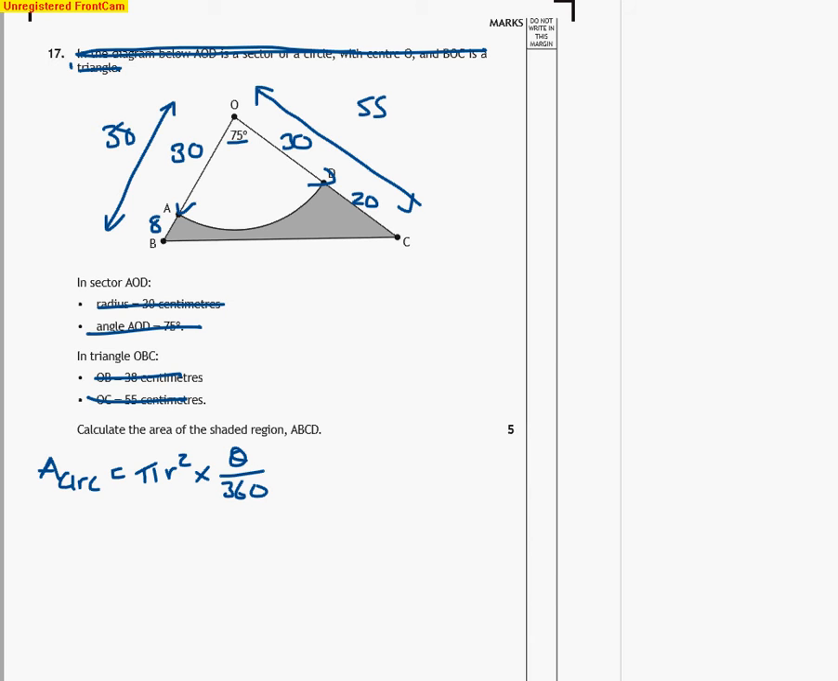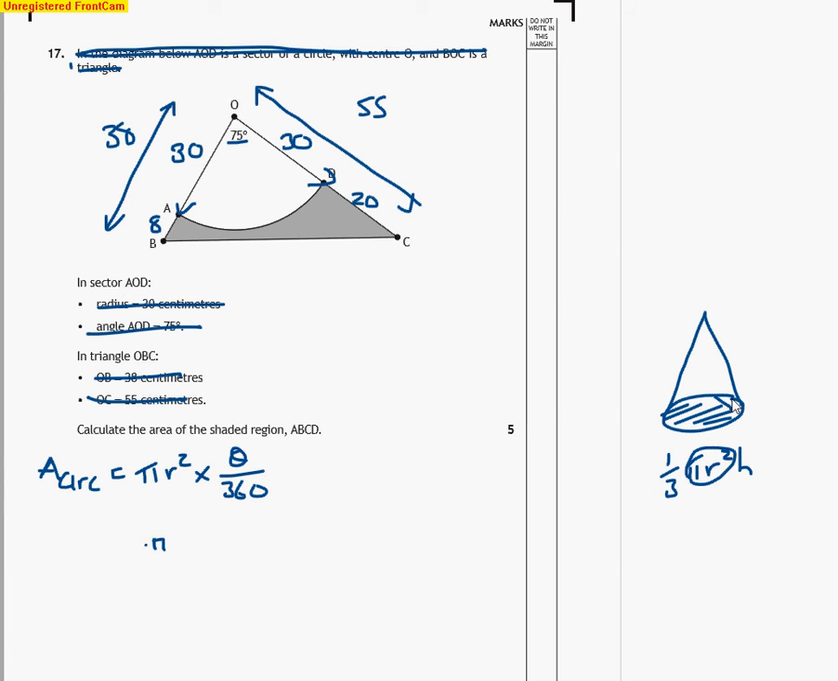Pi r squared is in the volume of a cone, though. A third pi r squared h. So if you think of what a cone is, the circle, the top. So a third pi r squared h. The pi r squared section is a circle. So if you forget, just have a look at your cone and think, well, it's that bit, isn't it? The third h is to do with the height. So area of a circle is that.